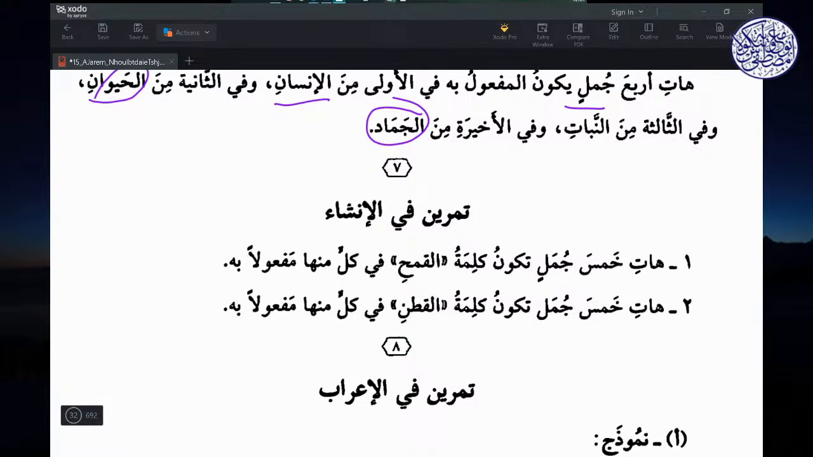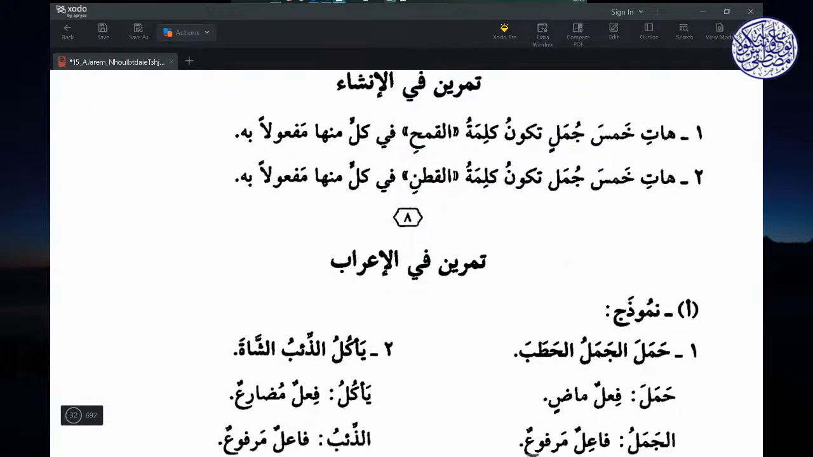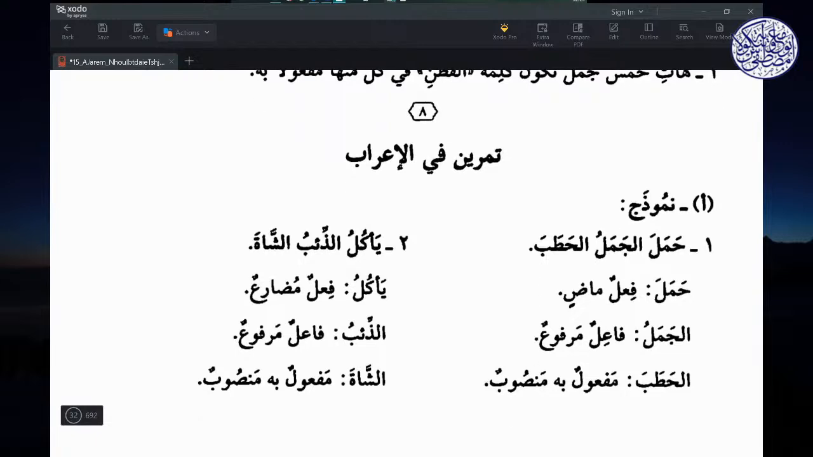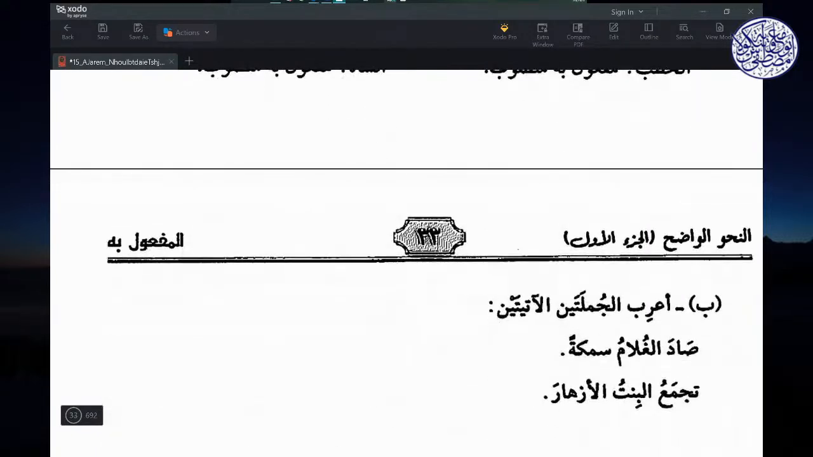Number 7, هات 5 جمل تكون كلمة القمح, wheat, في كل منها مفعول به. 5 sentences where wheat is the object of the verb, and 5 sentences where the word قطن is the مفعول به, the object of the verb. طيب. The تمرين في الإعراب. We'll do this real quick. At least one of them is going to give us homework.